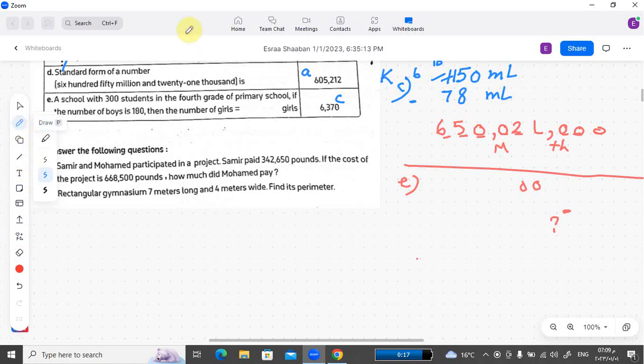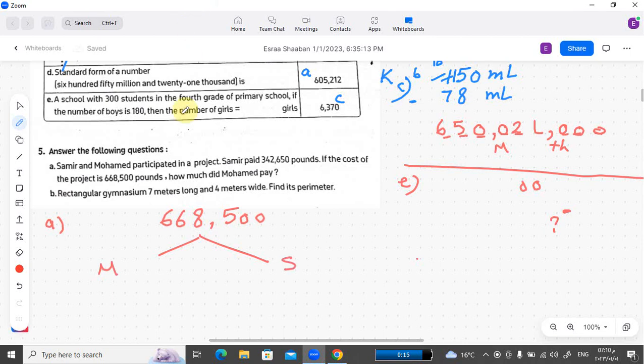So we have a project here. This is letter A. We have a project. Its cost is 668,500 pounds, and Muhammad and Samir participated in this project. So Samir paid 342,650. So I need to know how much did Muhammad pay.